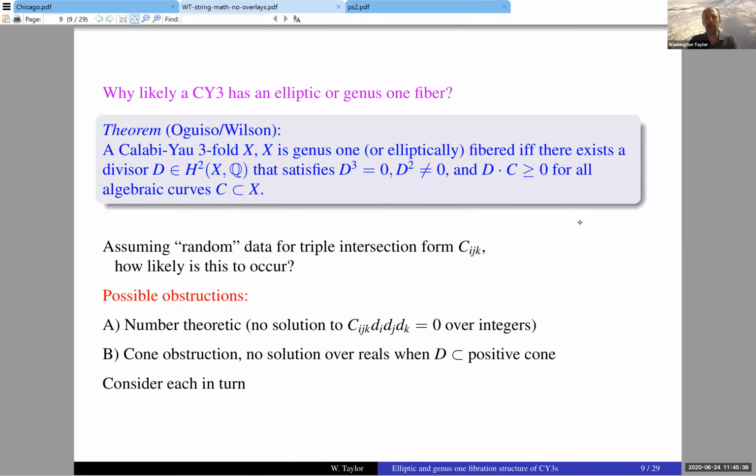And there are two possible obstructions. One possible obstruction is there might not be a solution to D cubed equals 0 over the integers. In other words, you might choose an intersection form so that you just can't solve that over the integers. The second possible obstruction is there might be a solution to D cubed equals 0, but it might not satisfy this cone condition. Okay? So let me just quickly consider each of those.